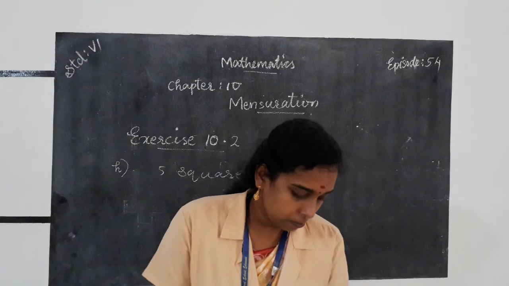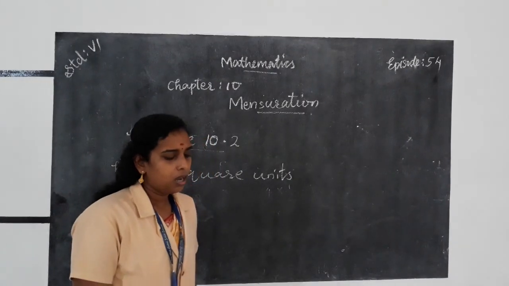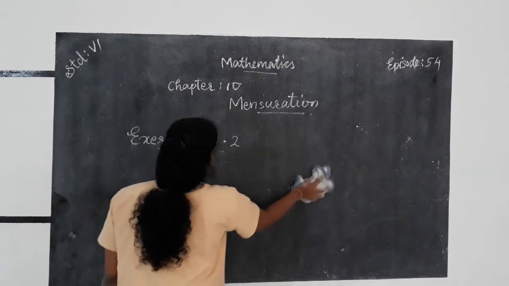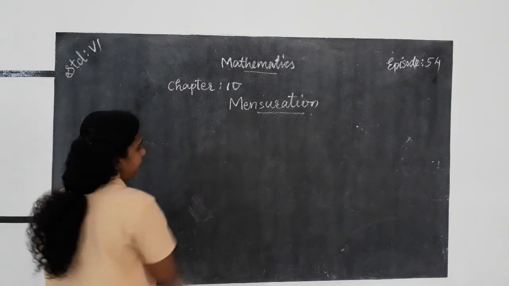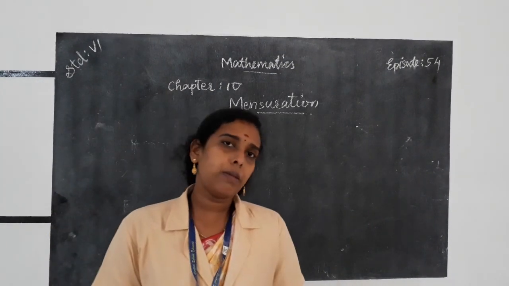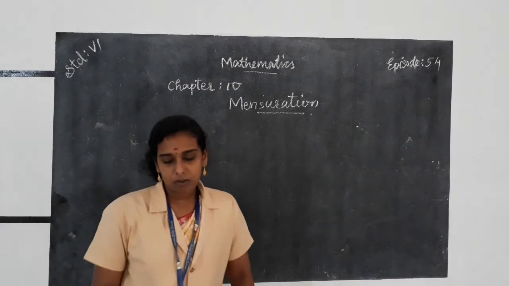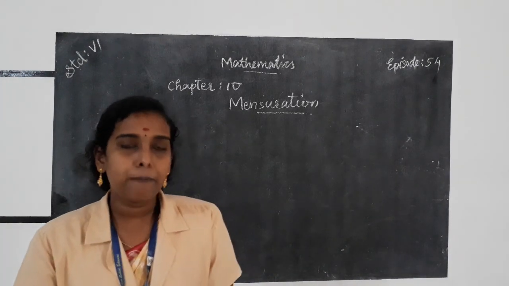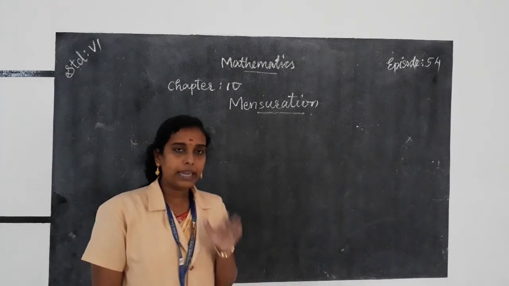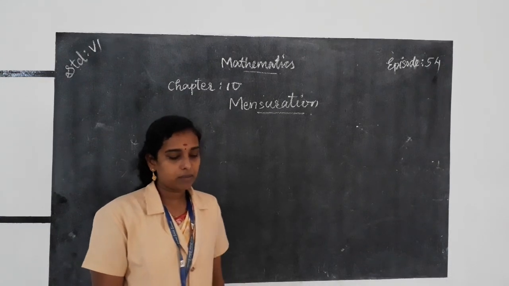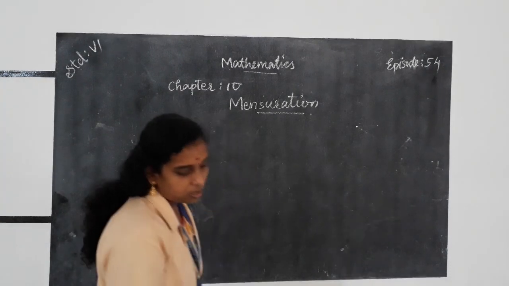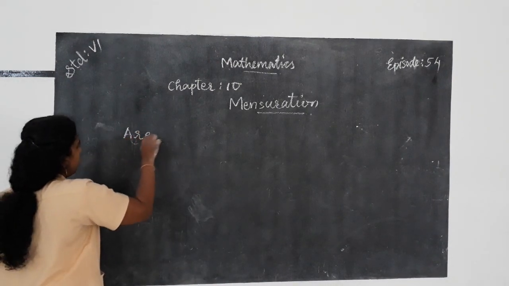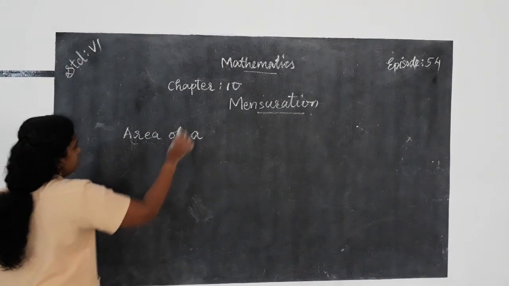Then we just move to the next portion, that is how to find the area of a rectangle. We also studied how to find the perimeter of a rectangle. To find the perimeter of a rectangle, the equation will be 2 into L plus B. Like this, to find the area of a rectangle, let's see what the equation will be. So our topic is area of a rectangle.